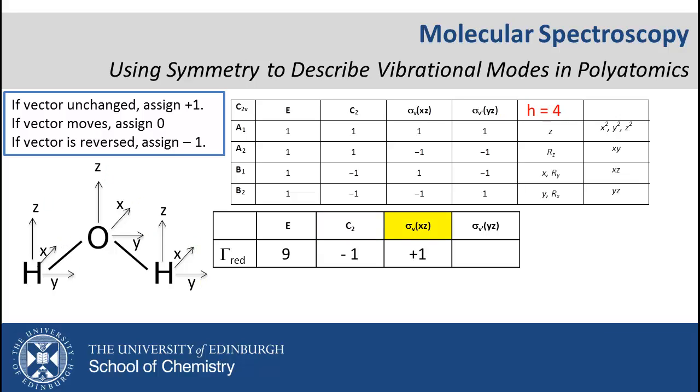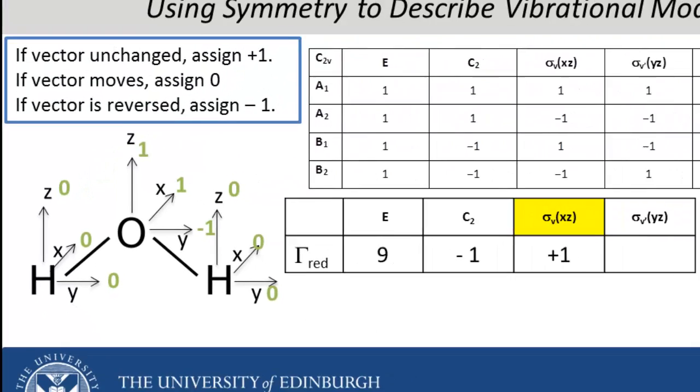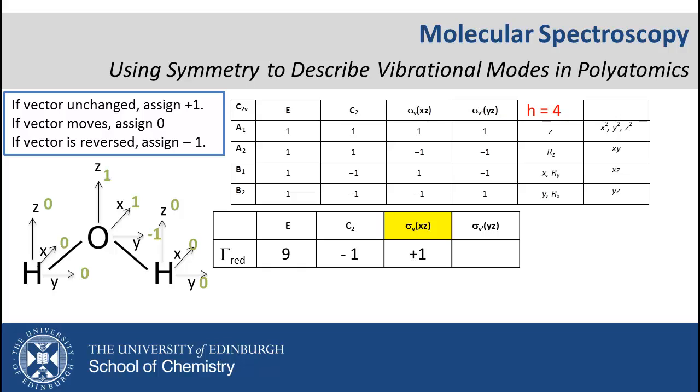For the mirror reflection of the xz plane, the molecule is bisected. Again, the hydrogens exchange, so their vectors return a value of 0 as they have moved. The x and z axis for the oxygen are in the mirror plane, so they remain unchanged, returning a value of +1 each. And the y-axis of oxygen is reflected in the plane, so its direction changes 180 degrees and is assigned a value of -1, giving an overall total of +1.